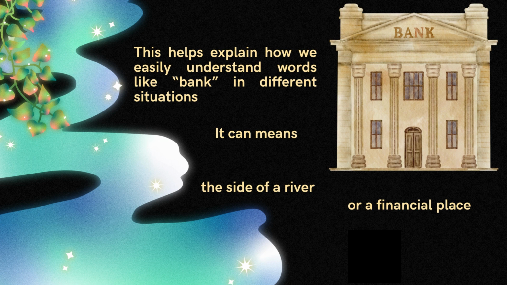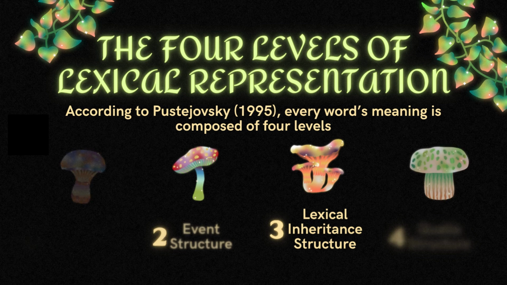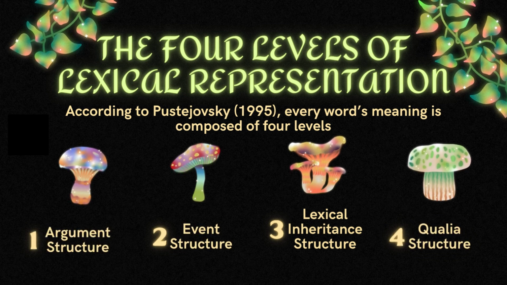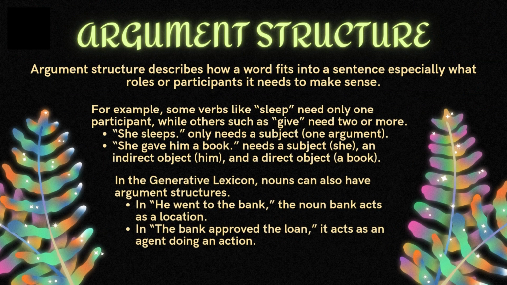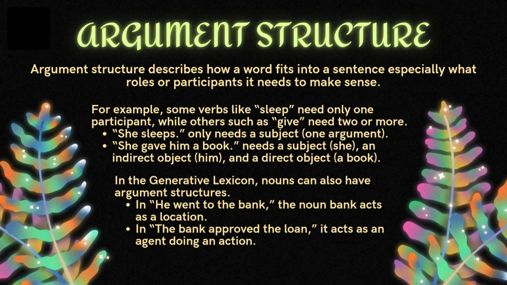Now that I have introduced you to Pustejovsky's Generative Lexicon, let's dive deeper into it. Now we're going to take a look at the 4 levels of lexical representation. According to Pustejovsky, 1995, every word's meaning is composed of 4 levels, which are argument structure, event structure, lexical inheritance structure, and last but not least, qualia structure. Now let's move on to the first level, which is argument structure.